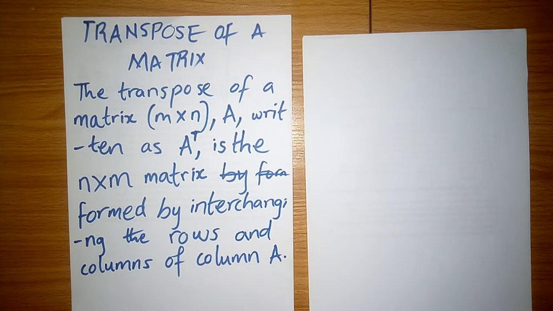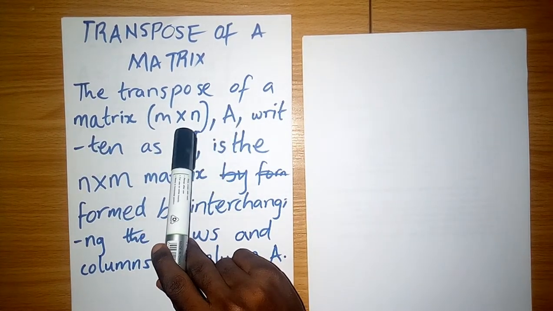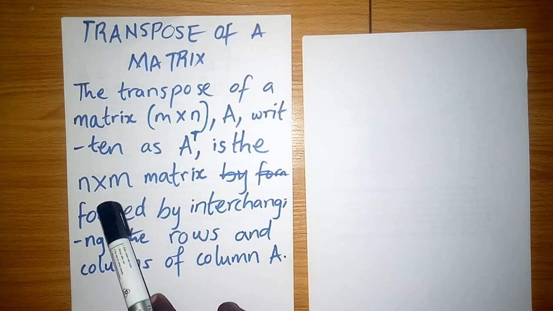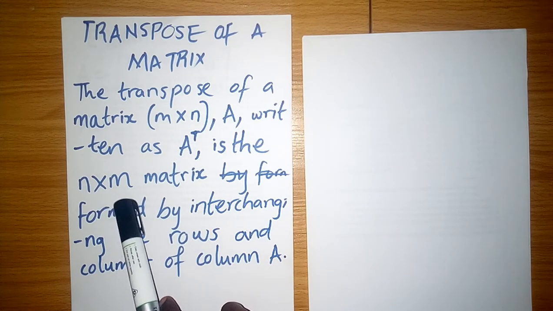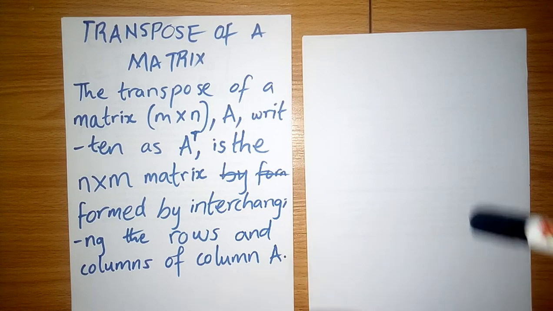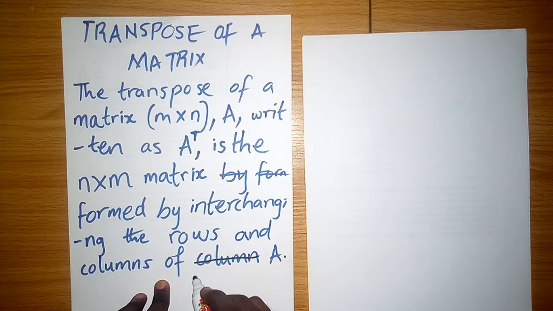So today we are going to be looking at the transpose of a matrix in this series of matrix tutorial. The transpose of a matrix A of order m by n, written as A to power t, is the n by m matrix formed by interchanging the rows and the columns of matrix A.